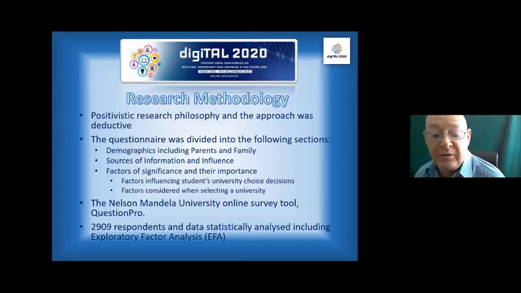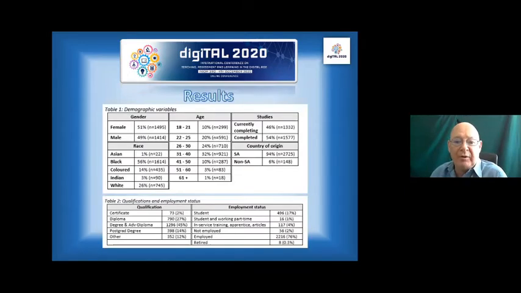So we had 2,909 responses, and part of the statistical analysis included exploratory factor analysis. Let me run through some of the results with you. As we can see, we had a fairly nice split between male and female. Our age range was fairly widespread, with a normal distribution. You can see the country of origin on the slide. We only had 148 international students, although there were many more on our campus that completed the survey. These were students from America and specifically from Europe that were involved in the study.